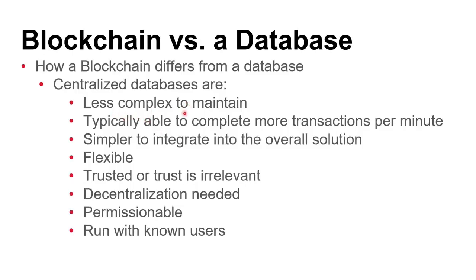Centralized databases are certainly less complex to maintain and typically are able to complete more transactions per minute. And so they tend to be faster, although that is changing. Simple to integrate into an overall solution. Central databases are the most popular types of applications, so the community has a lot of experience with them. There's a lot of resources. Trust is irrelevant with a centralized database. And so you can evaluate these and decide which direction you need to go.